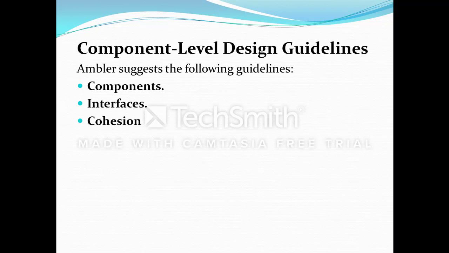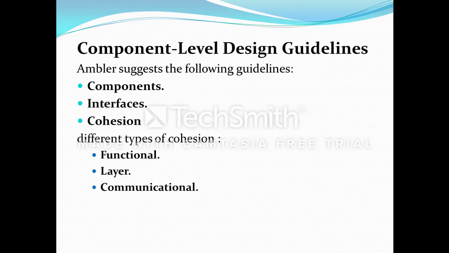There are different types of cohesion. First one is functional cohesion, then layer cohesion, and communicational cohesion. Functional cohesion means it exhibits primary operations. Layer cohesion means it is exhibited by packages, components and classes. Communicational cohesion means all operations that access the same data are defined within one class.